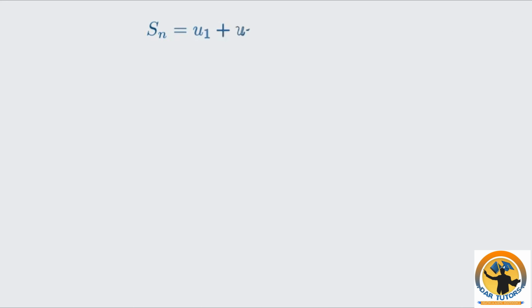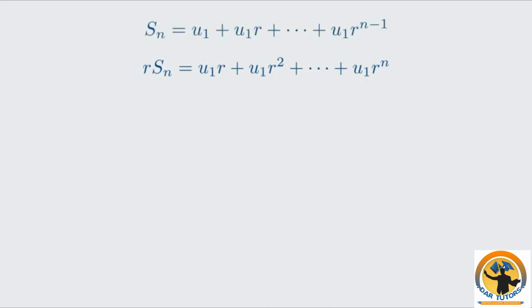Let S_n be the sum of the first n terms. If we multiply S_n by the common ratio r, we get r S_n. Notice that the terms in r S_n are almost the same as S_n, just shifted over. If we subtract S_n from r S_n, all the middle terms cancel out, leaving us with just U_1 r to the n minus U_1.